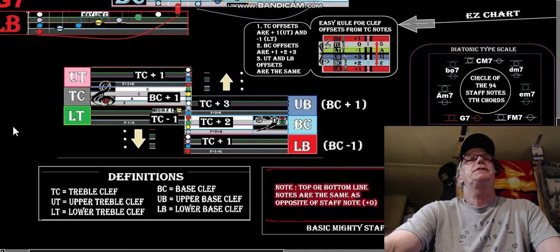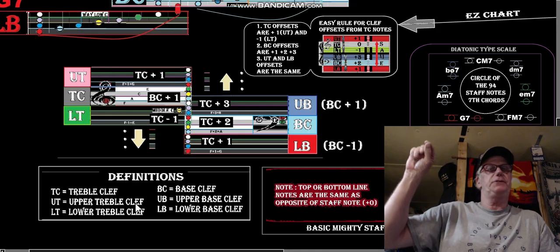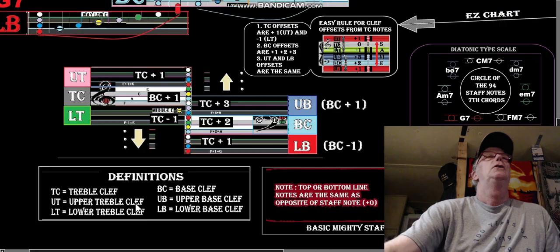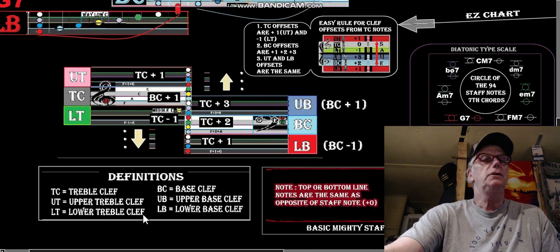So let's look at these definitions. TC is treble clef. UT is upper treble clef. Those little notes that are above the treble clef. LT is lower treble clef. Those little notes that are below the lower treble clef.